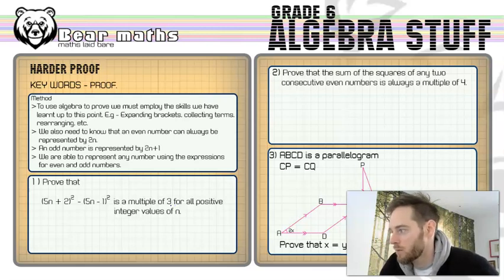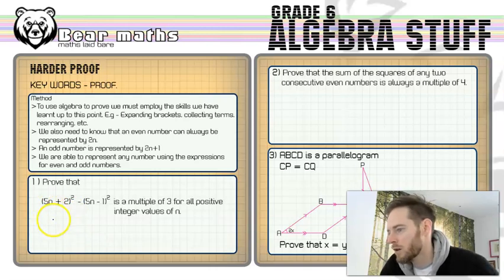Now, in question 1, we have to prove this is a multiple of 3 for all positive integer values of n. It sounds really complicated, but actually, it's just multiplying some double brackets out and then collecting some like terms and then seeing what you end up with after you factorise something. So I'm going to multiply out my double brackets here. You could employ the grid method of multiplication, the double bracket method that I've got a video on, and if you don't know what I'm talking about, watch the video.